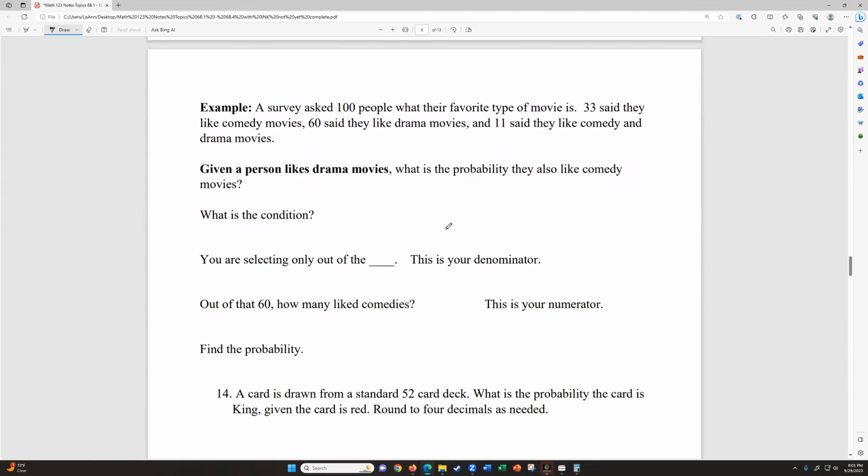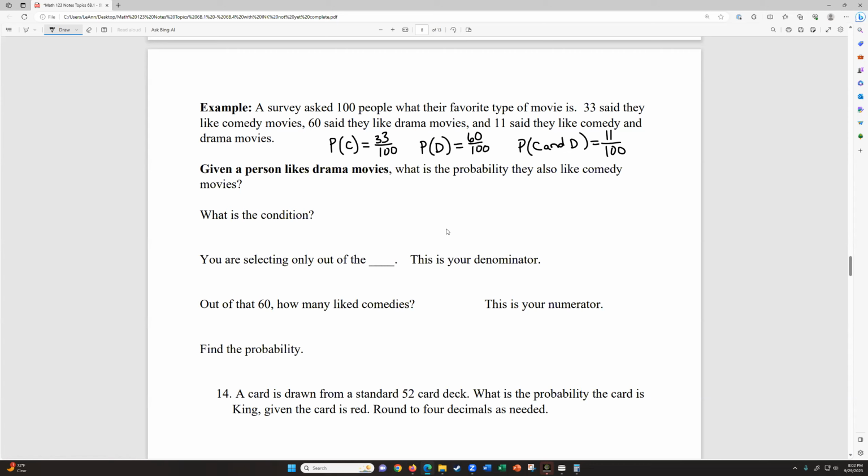So let's look at some examples. So it says a survey asked 100 people, what is your favorite type of movie? 33 said they like comedy, 60 said they like drama, and 11 said they liked comedy and drama. So we know probability, I'm just going to write some of these out. Probability of comedy would have been 33 out of 100 total people. Probability, because they told us there was 100 people surveyed, of drama would have been 60 out of 100. And I could reduce that if I want, but right now I'm just showing you the probabilities. Probability of comedy and drama would have been 11 out of the 100, okay?